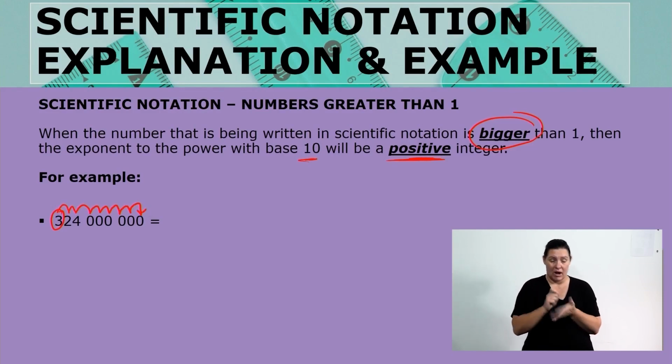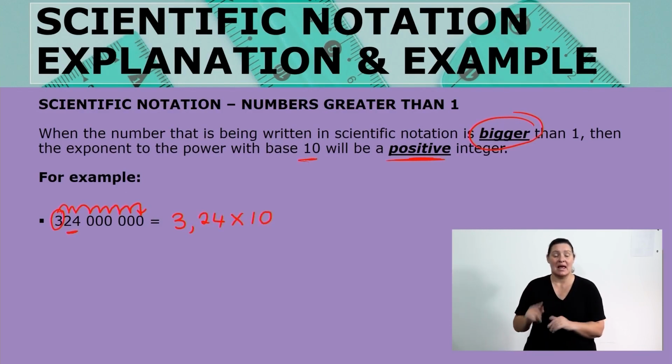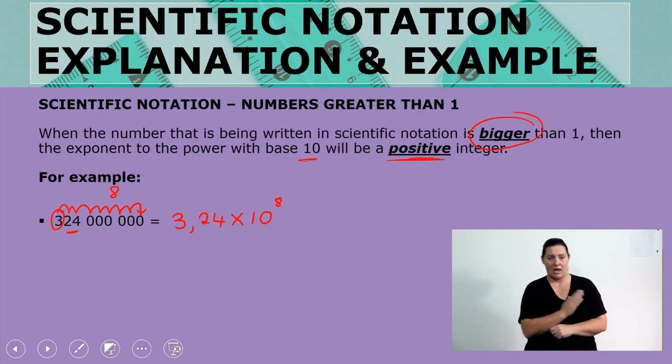And when we are writing our number in scientific notation, it is going to be 3,24. Those are the numbers that come from our number. And we are going to multiply that by 10 to the exponent. How many times did we shift our 3? We shifted it 8 times. And it is going to be a positive 8 because we are shifting to the right.